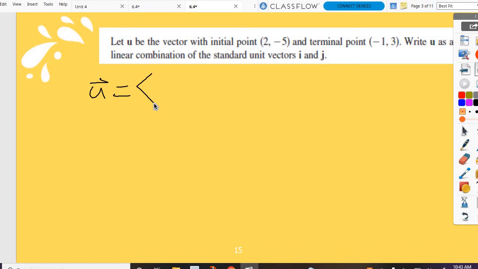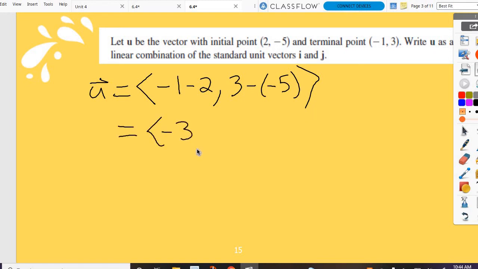So remember, we want to do terminal minus initial. And then, yes, we're breaking it into x's and y's. So we would have -1 minus 2, comma, 3 minus -5. So what do we get? -3, comma, 8.